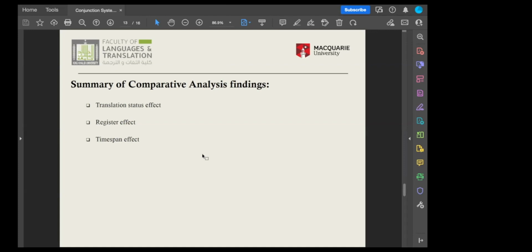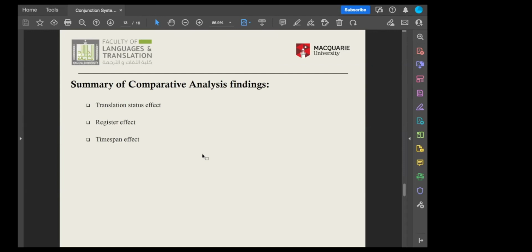The main mechanism that appears to be at play here is cross-linguistic influence, in which the frequency of connectives decreases in translated Arabic as a consequence of source language influence, since English, as we said, in general makes far less frequent use of connectives.